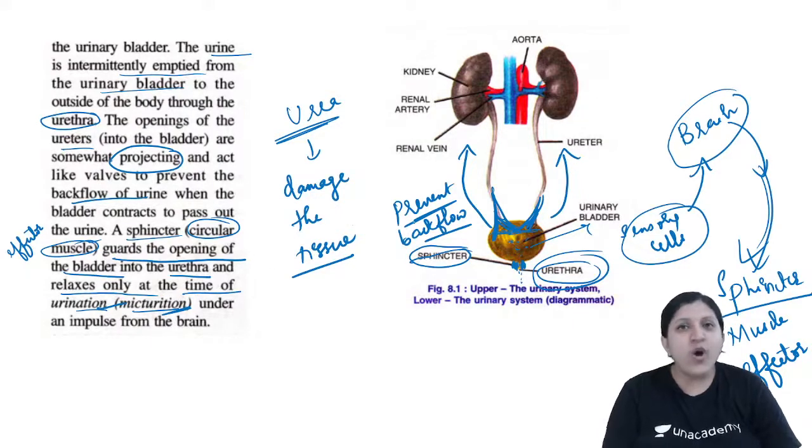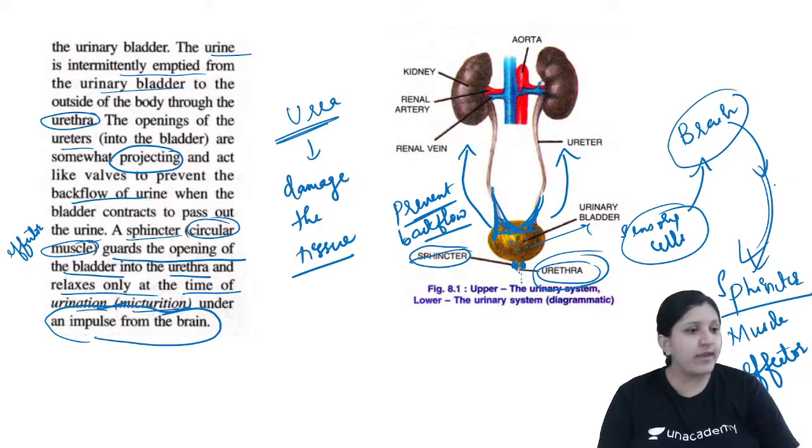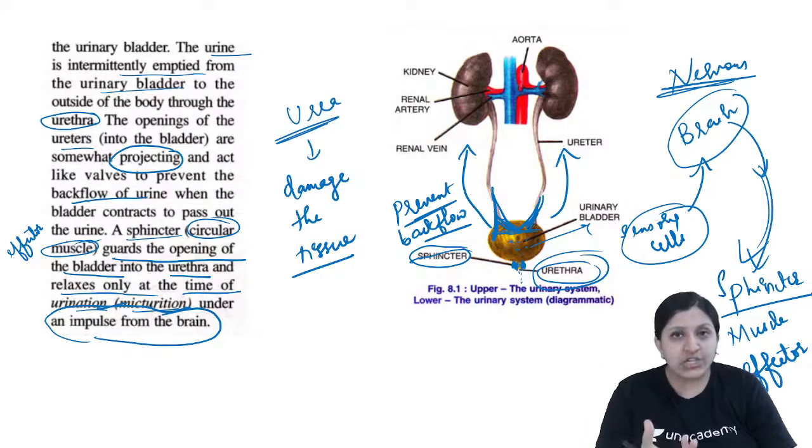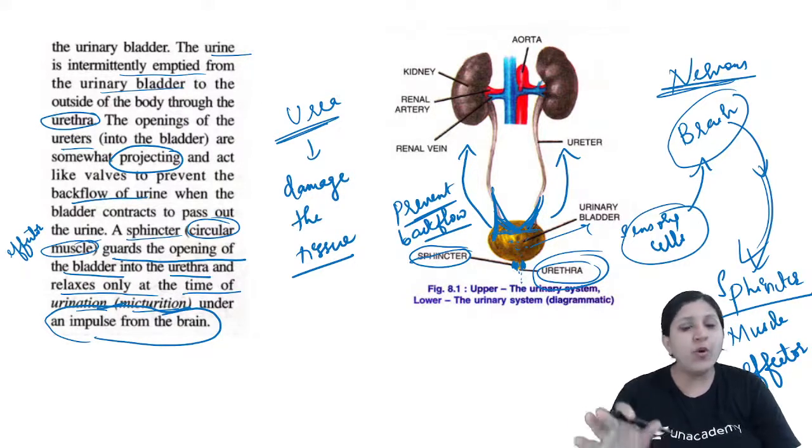So this is all happening under the impulse from the brain itself. Okay, so the brain is involved here, so it is not that only the urinary system is working, there is the nervous system also which has a role. Based on how the sensation is done, if too much urine is there, the micturition has to occur. If only a less amount of urine is present, then you can hold the urine for a certain time period.